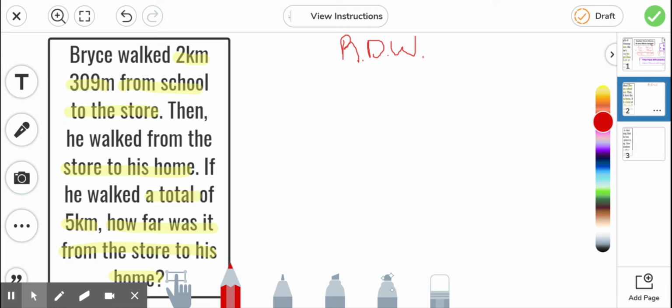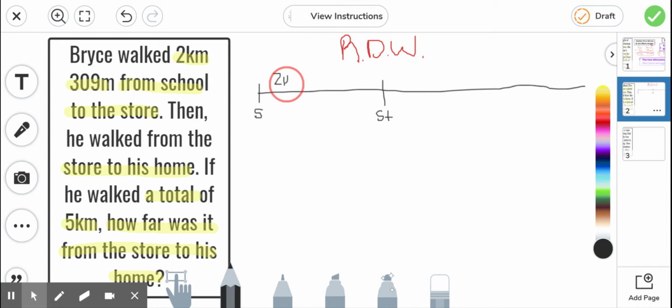We've already highlighted some of the important information. So the next strategy is to draw a picture. It doesn't have to be anything super artistic. For this one, I'm just going to use a very simple line. It says Bryce walked from school to the store. School, and then I'm going to put ST for store. So here's where he walked, and it was 2 kilometers, 309 meters.